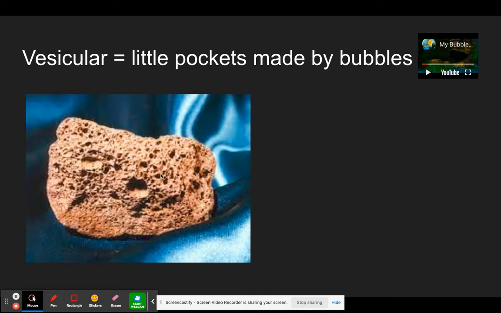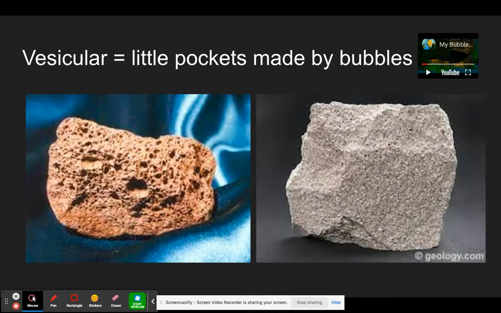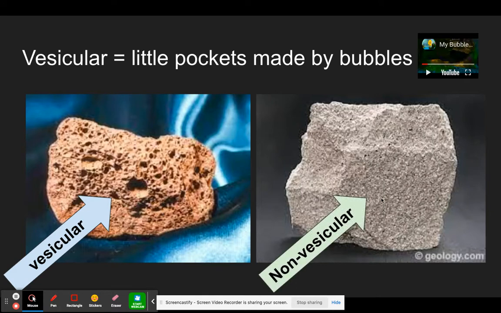It's kind of like if you instantly froze that Dr Pepper that was erupting out of the bottle. If you took a snapshot of that, you would see all those little bubbles, and that's kind of what happened. So any igneous rocks that have these bubbles, those vesicles, they are vesicular. That's how you would describe them. And then a rock that doesn't have any little pockets, we're going to call that non-vesicular. Okay.